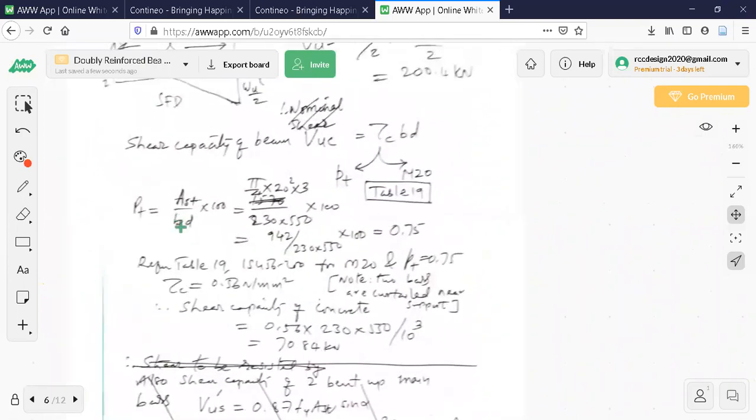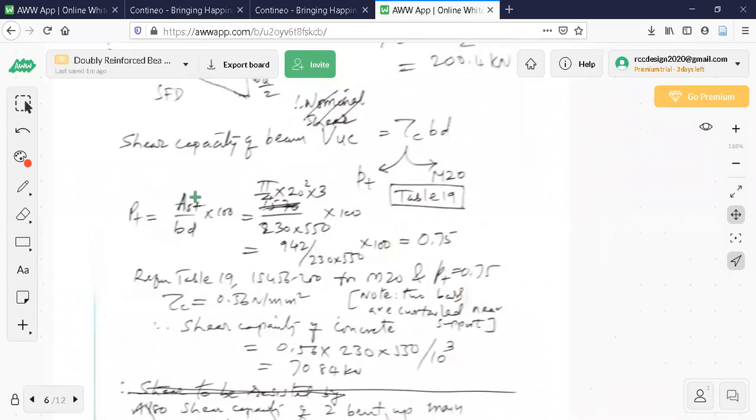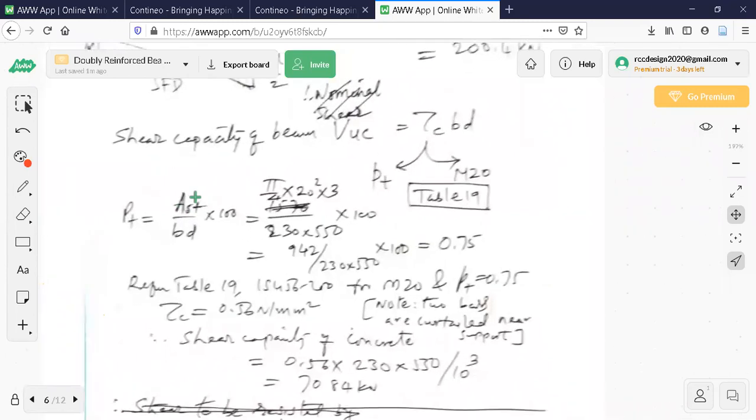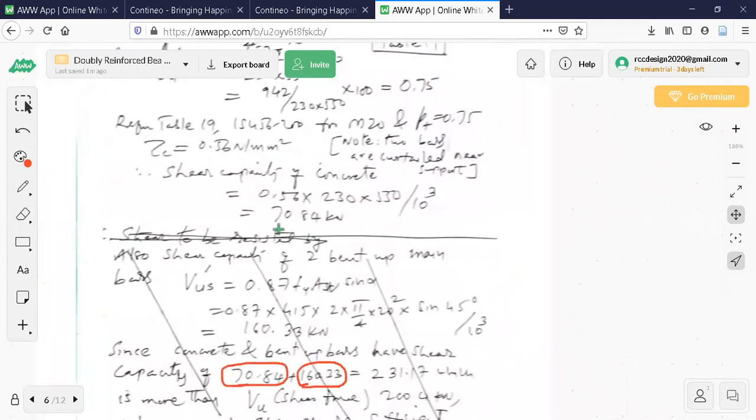So Ast. Now when you calculate this Ast, you should understand if the bars are bent up. Let us say there are 4 bars, 2 bars are bent up near the support. You have to use 2 into pi by 4 d squared here, the actual bars that are there in the tension zone. The bars which are not bent up, those bars' area should be used here, not all 4 bars. If the bars are not bent up, then you can use all the 4 bars. So this is one thing that you need to understand. Finally, calculate tau c.